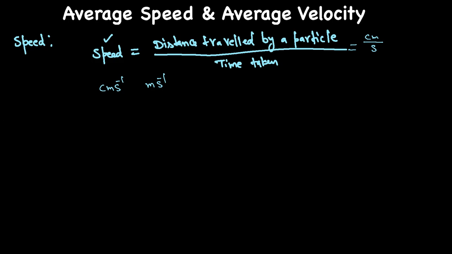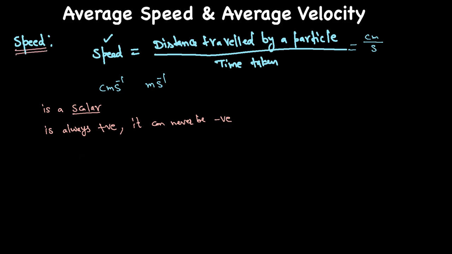And the other thing is the properties. Speed is a scalar physical quantity. So speed is a scalar quantity, and it has only magnitude, no direction, so that's why we call it scalar. And speed of a body is always positive. It can never be negative, because distance traveled is always positive. All right, so that's the speed.